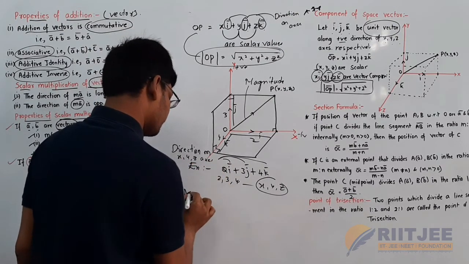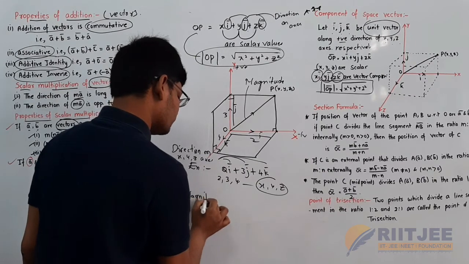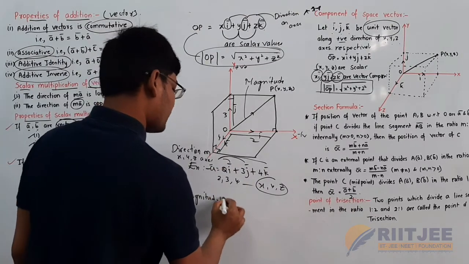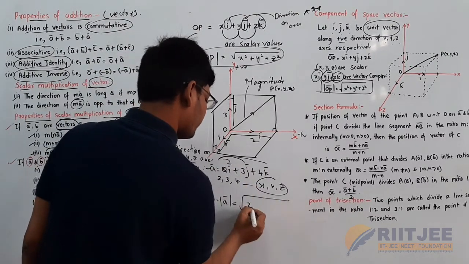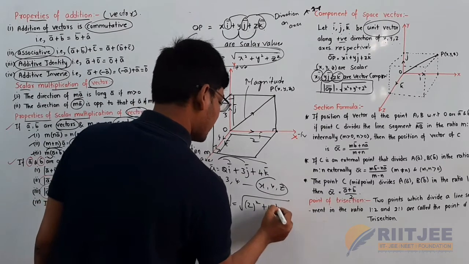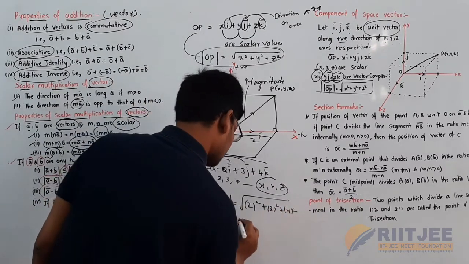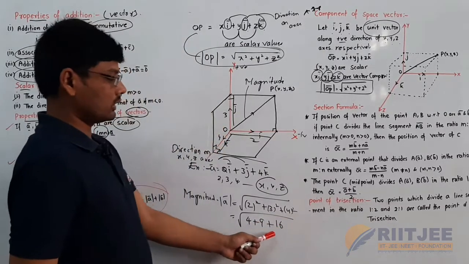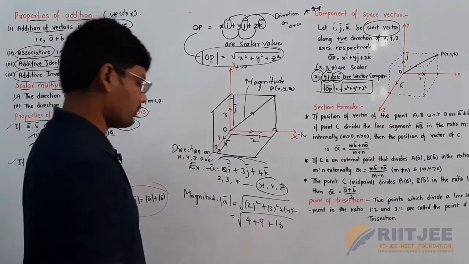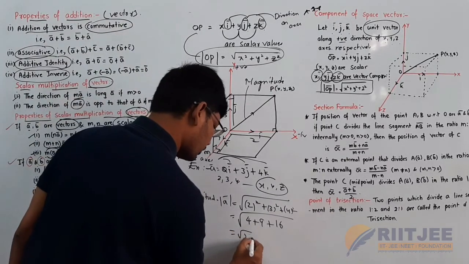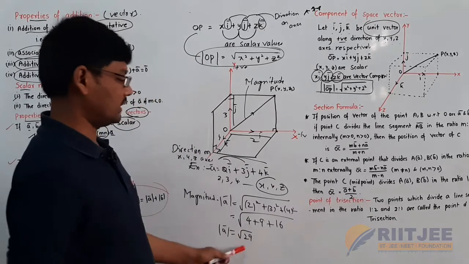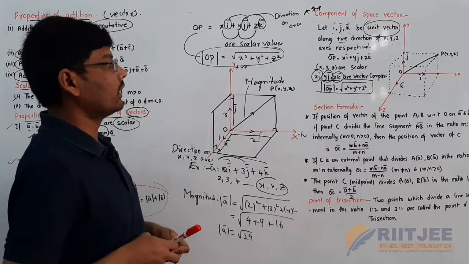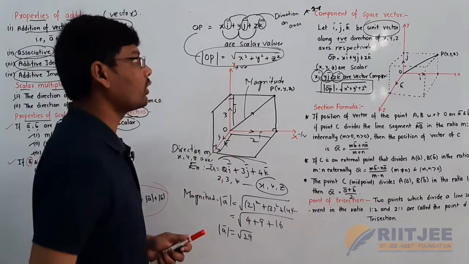Now the magnitude. For example, you can take a bar, then the magnitude of a bar is nothing but the square root of 2 square plus 3 square plus 4 square. 2 square is 4, 3 square is 9, 4 square is 16. So 16 plus 9 is 25, 25 plus 4 is 29, so the magnitude of this vector is square root of 29. This is the process to find the magnitude and the representation of a vector in a 3D coordinate system.